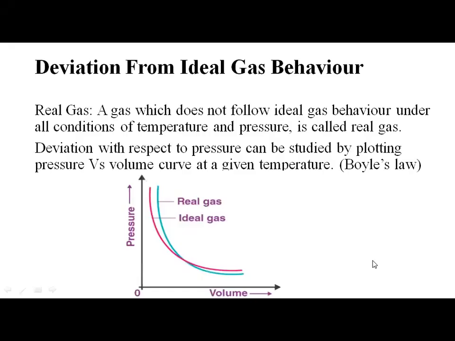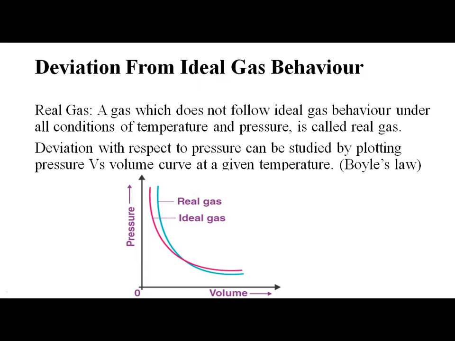But this was not being accepted, because there were certain changes. That was nothing but a deviation from ideal gas behavior. So what do we mean by real gas and ideal gas? See, what is an ideal gas? A gas which obeys the gas law or ideal gas equation, PV = nRT, at all temperatures and pressures is called an ideal gas. It is also called a perfect gas.